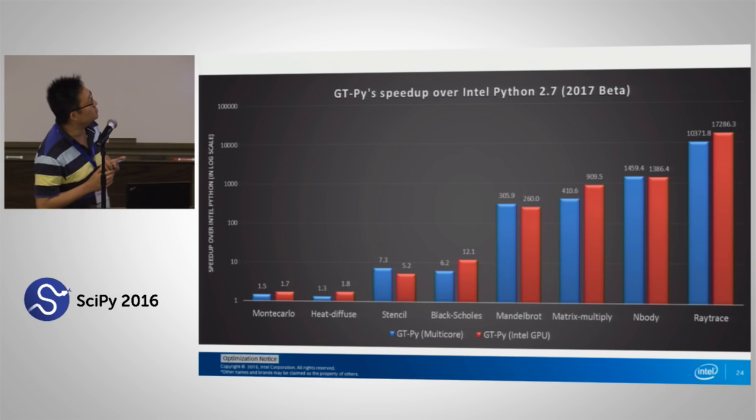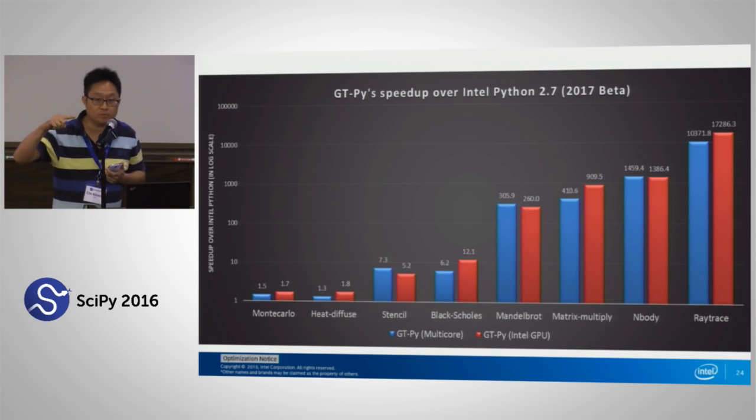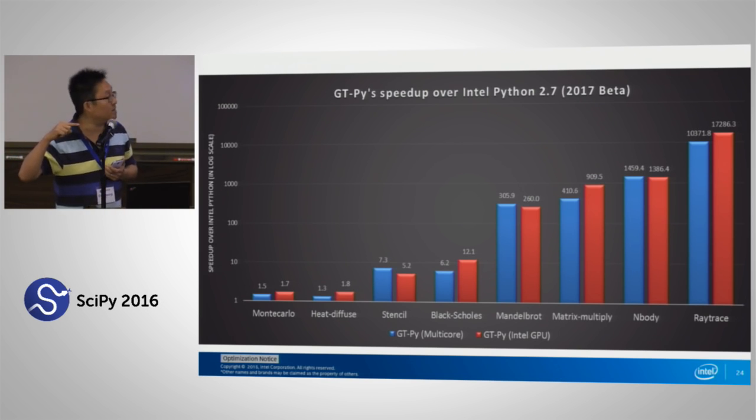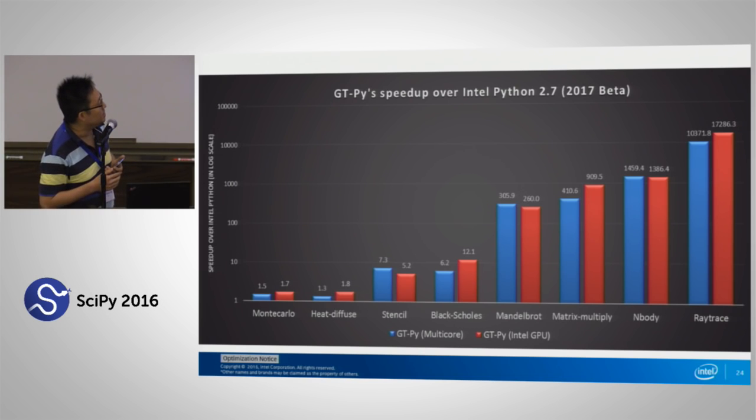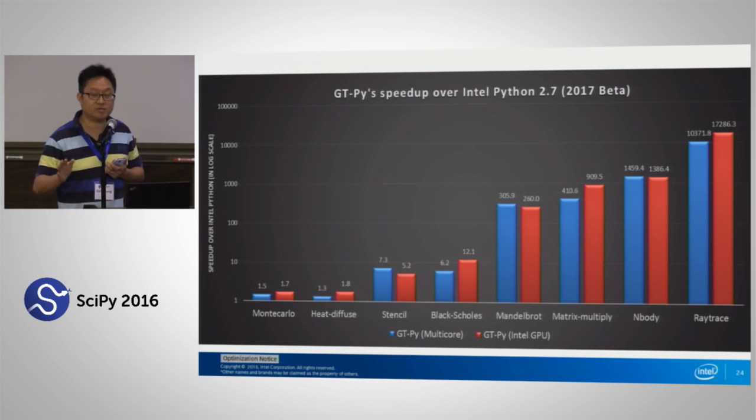This is the speedup over Intel Python 2.7. The y-axis is the speedup, so 1 is the Intel Python speed. You see that I need to use a log scale because some speedups are too large to show on a linear scale. For each benchmark, there are two cases. The blue is if I run it on the multicore CPU, that's the speedup I can get. The red is if I run on the Intel GPU, how much speedup I get. In each case, it is the same program. I just have to select the target, whether it runs on CPU or GPU, and then you get the result. So there's no program change.